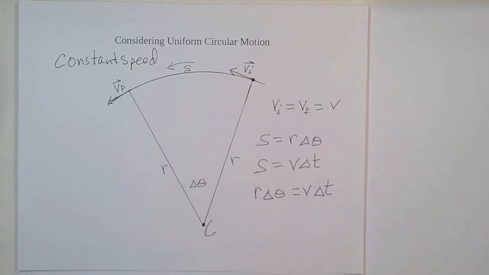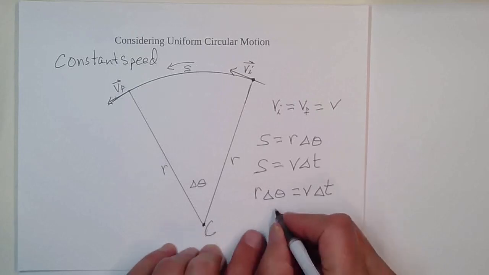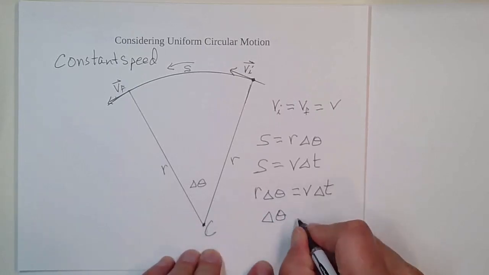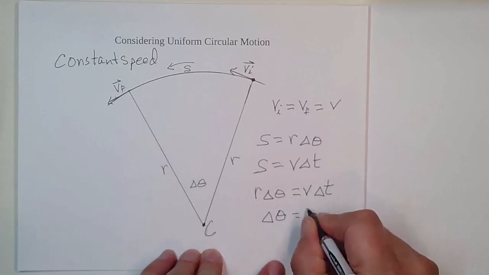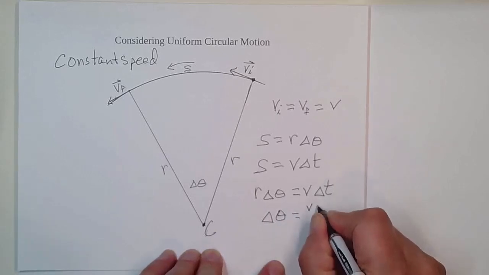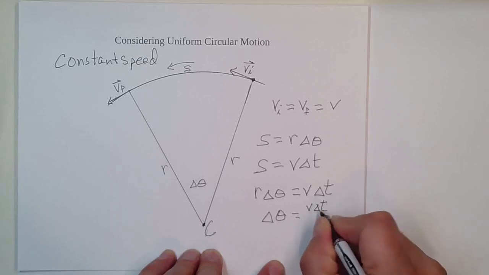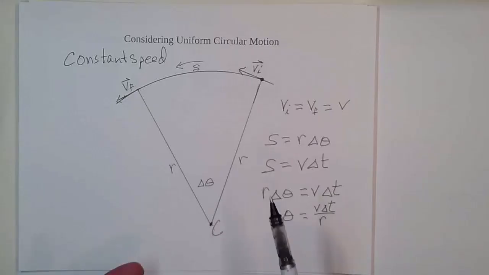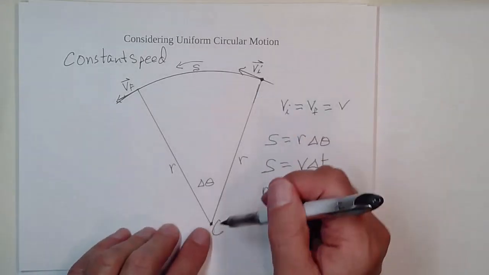Just a lot of abstract stuff so far, but we're doing okay. And let's solve this for delta theta. We're going to find that handy here in a little bit. So delta theta, one weird way to write it is v delta t divided by r.